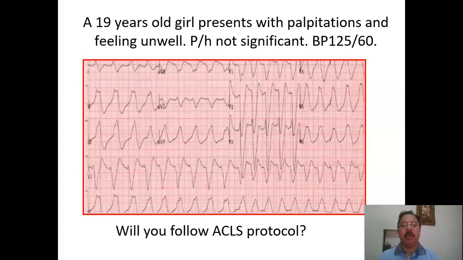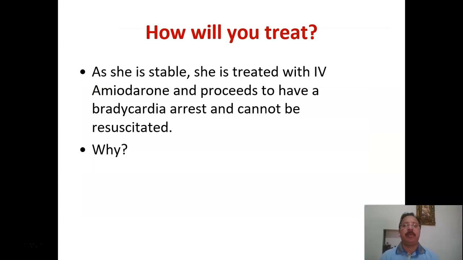So the question is, will you follow the ACLS protocol? In the ACLS algorithm, if we get a wide complex tachycardia and the patient is hemodynamically stable, we follow the algorithm and we give the drugs. And the most common drug we give for wide complex tachycardia or ventricular tachycardia where the patient is hemodynamically stable is amiodarone.